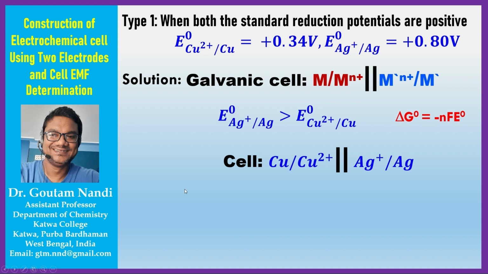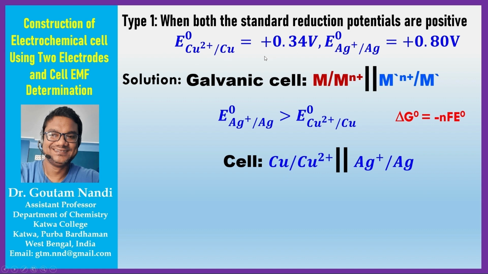Now we can calculate the E0 cell value. Here you see the process is copper to Cu2 plus, then Ag plus to Ag. Ag plus to Ag potential value is already given, but here Cu2 plus is not given. What is given? Cu2 plus to Cu. So we need to change this value.